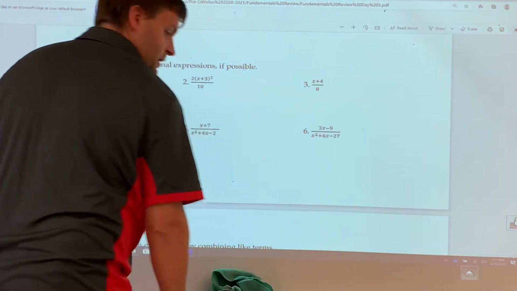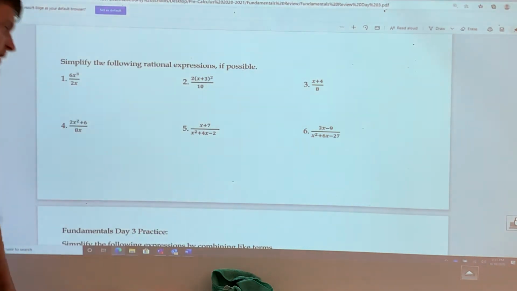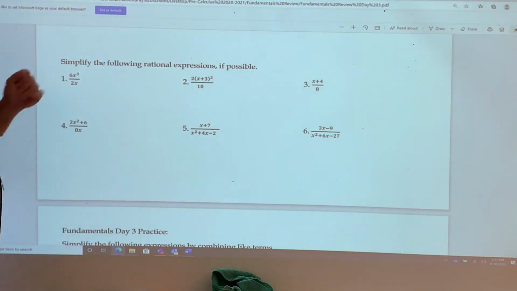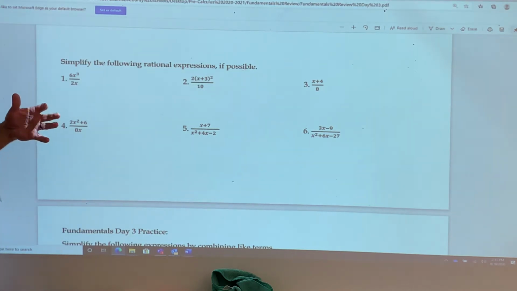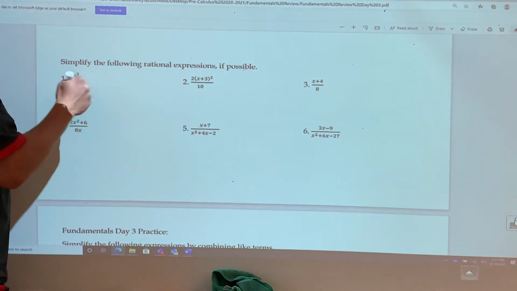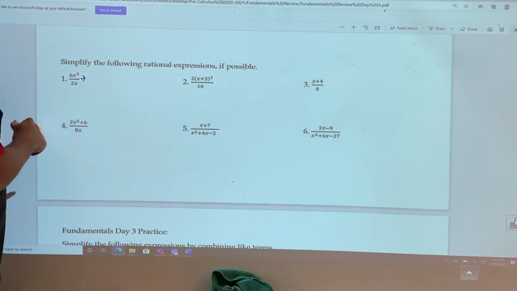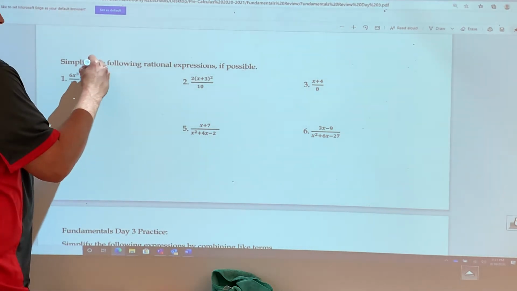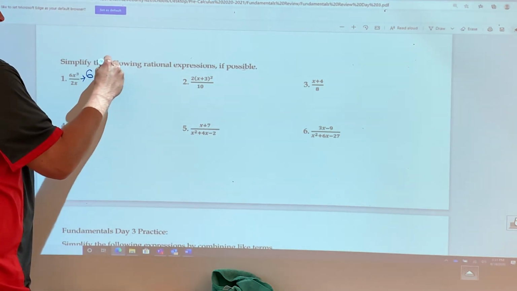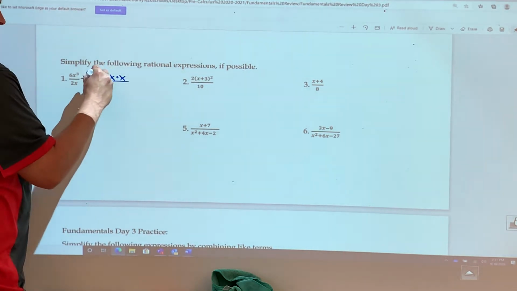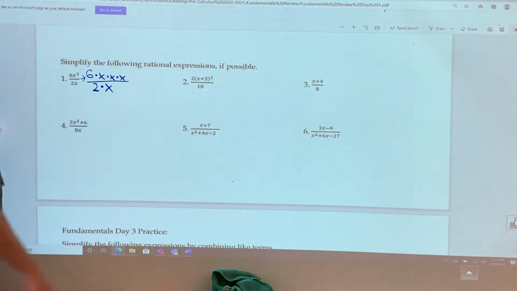All right, so to simplify rational functions, there's different measures we have to take. Some problems are different from the others, okay? So this first one here, I call it unique because in this first one here, we just have one term over one term, or what we call a monomial. It's a type of polynomial, right? And so when you have this one unique scenario, you can write it out to look like this. So 6x to the third, we can write as 6 times x times x times x all over 2 times x.